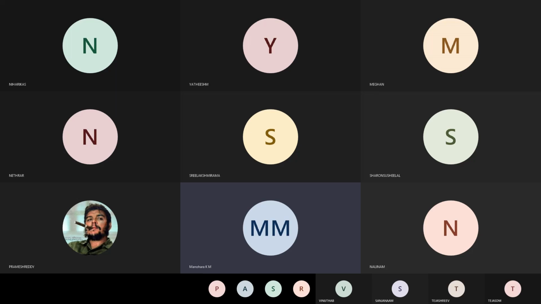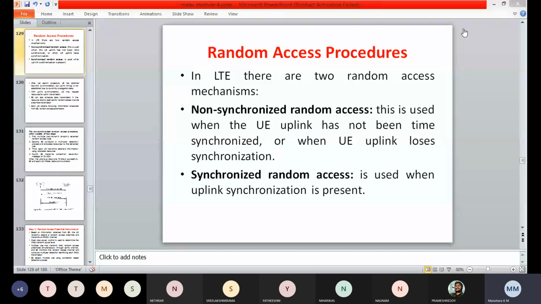and the scheduling and the resource allocation, and also we have discussed the cell search process.